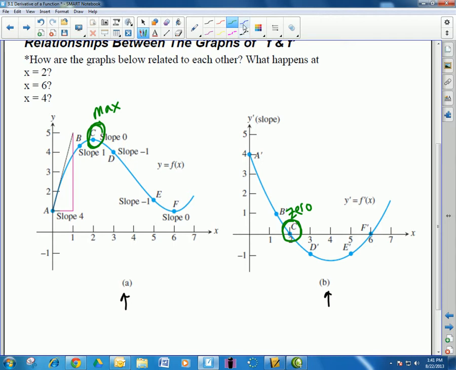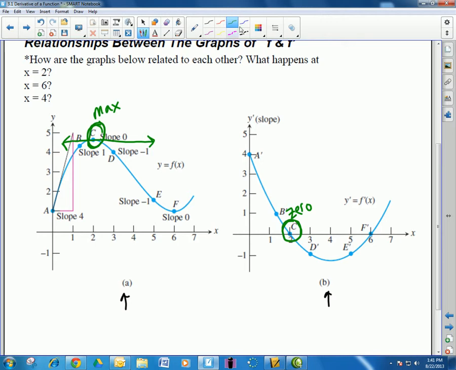That's great. And another thing you might have looked at is there is a horizontal tangent at this point on graph A. So what's the slope of a horizontal tangent? That's right, 0. Whoa, mind blown, officially.